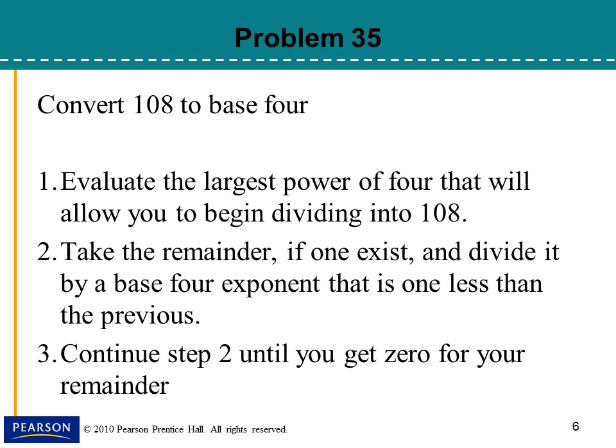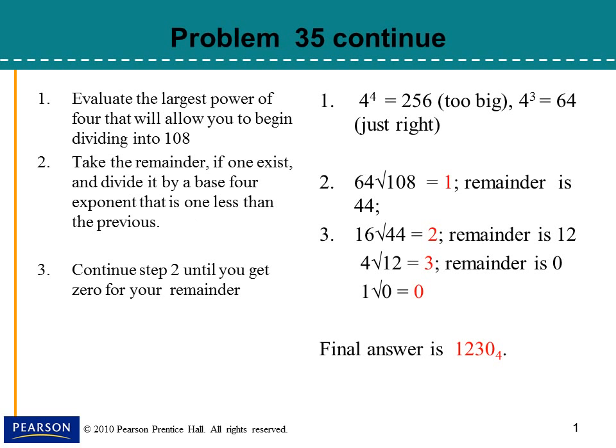In step 2, take the remainder, if one exists, and divide it by a base 4 exponent that's 1 less than the previous. So whatever exponent you started the division with, the next division will use an exponent 1 less than the previous. And you continue with step 2 until you get down to 0. Let's take a look at problem 35. Here, again, this is to convert 108 to base 4.